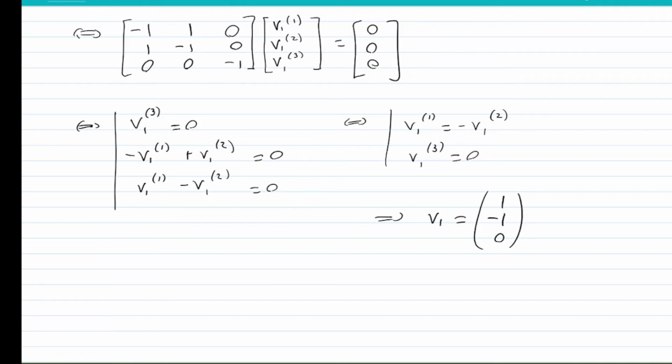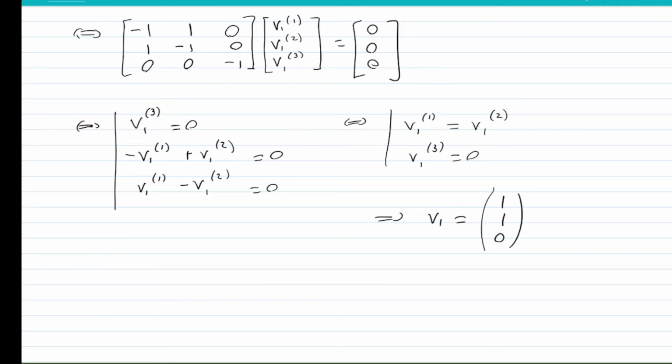Oh, sorry, I've got a sign change. Look at these two equations here. What this says is not minus, it equals plus. Okay, so this is plus, and that's what V1 is. Always check your computations. You're likely to make mistakes if you're like me.